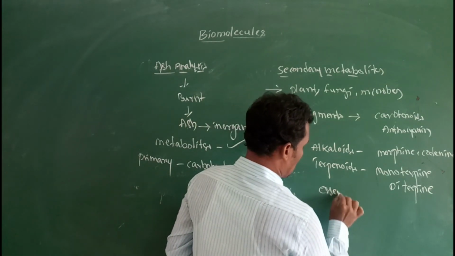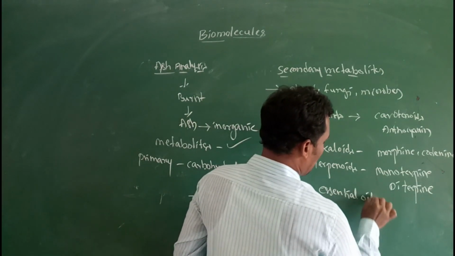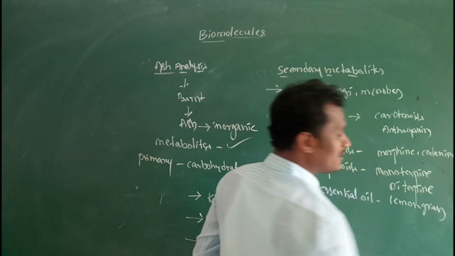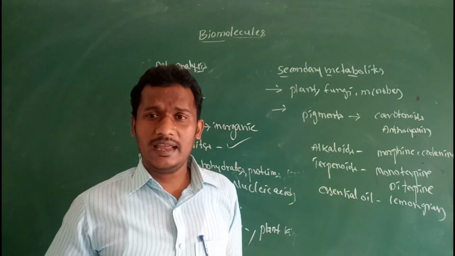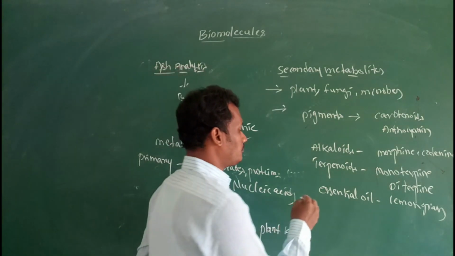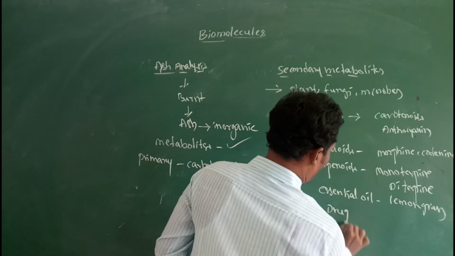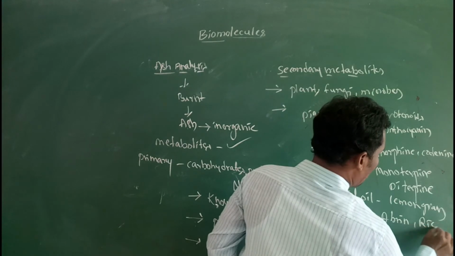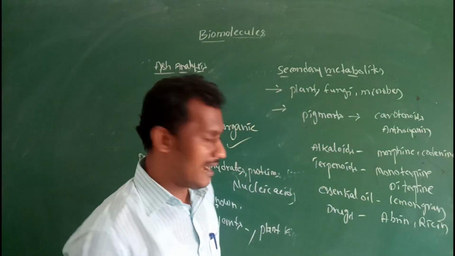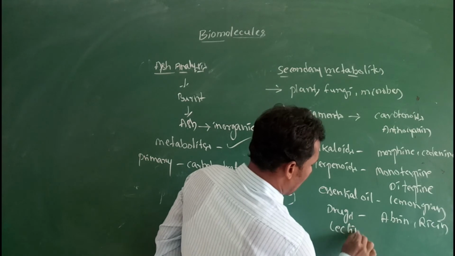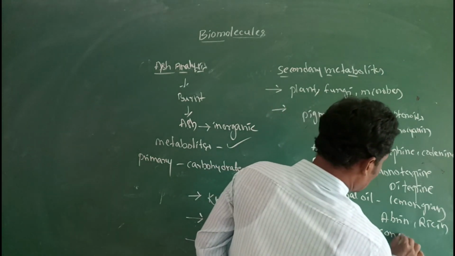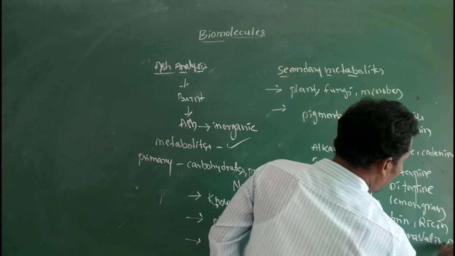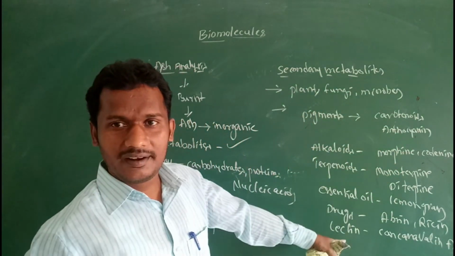Then essential oils: lemongrass essential oil, groundnut oil, castor oil, etc. Next one, drugs: heparin and resin. Then lectins: concanavalin A.